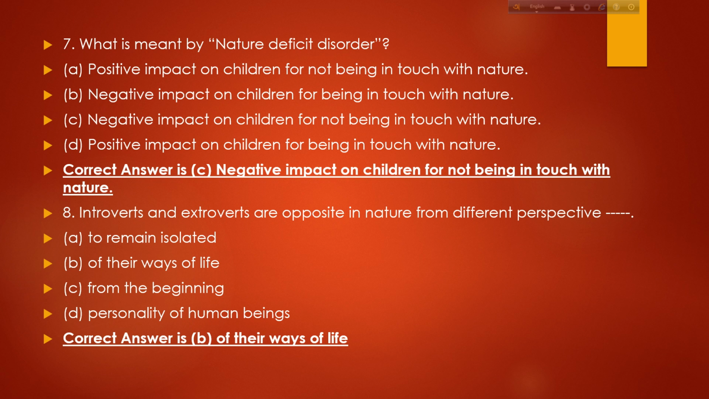Number 8, introverts and extroverts are opposite in nature from different perspective dash. This is also matching sentence part. A, to remain isolated. B, of their ways of life. C, from the beginning. And D, personality of human beings. So the correct answer is B, of their ways of life. So the whole sentence is, introverts and extroverts are opposite in nature from different perspective of their ways of life.